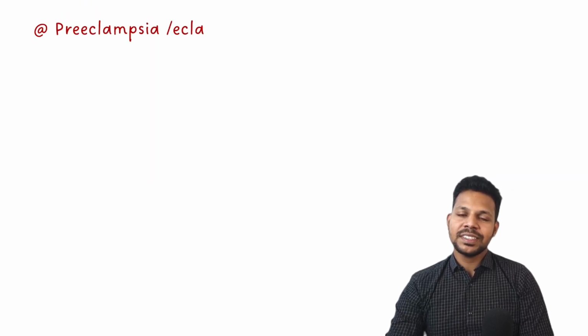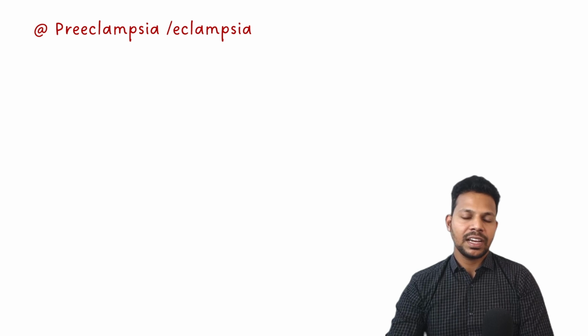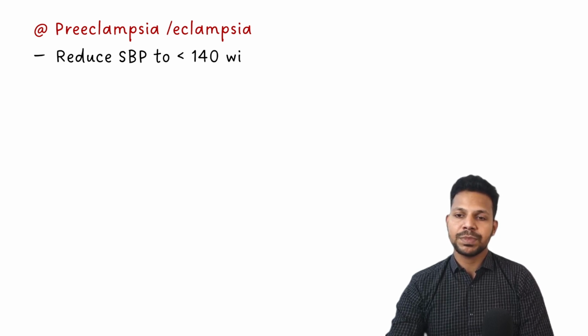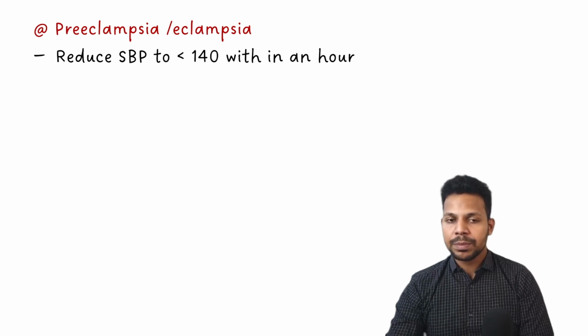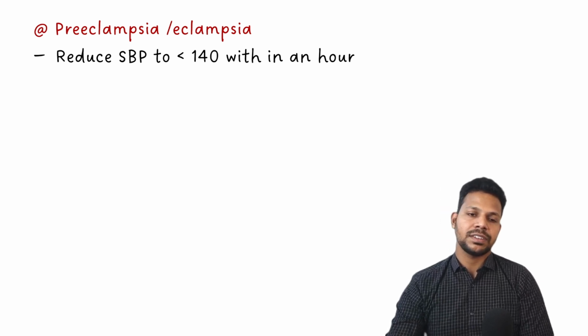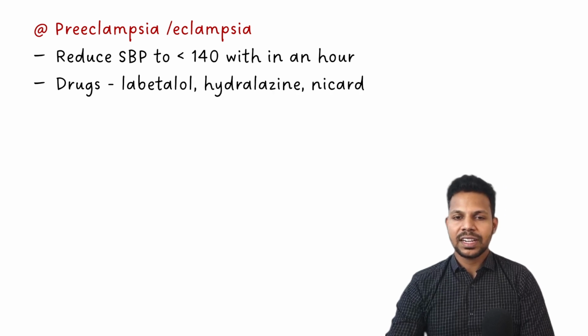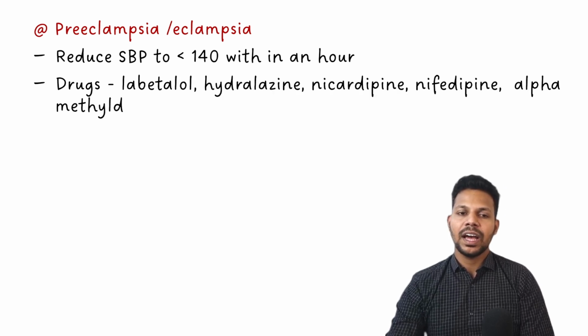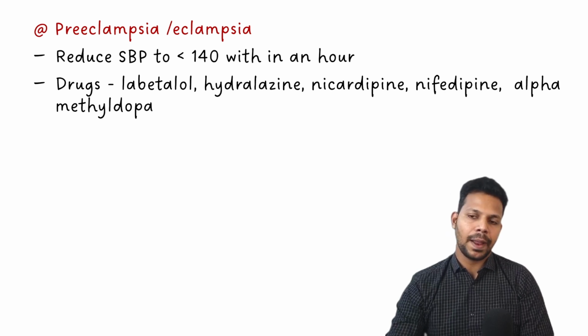If the patient is having preeclampsia or eclampsia, again you need to immediately bring back blood pressure down. Reduce the systolic blood pressure to less than 140 millimeters of mercury within the first hour. The drugs that have to be used are labetalol, hydralazine, nicardipine, nifedipine, alpha-methyldopa. All these drugs we have already discussed in the management of a pregnant female.